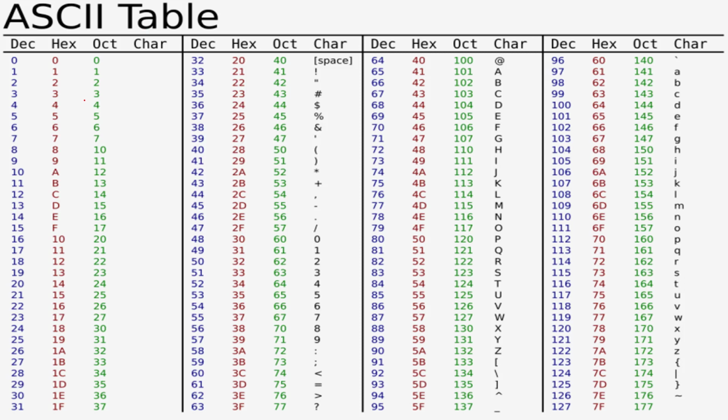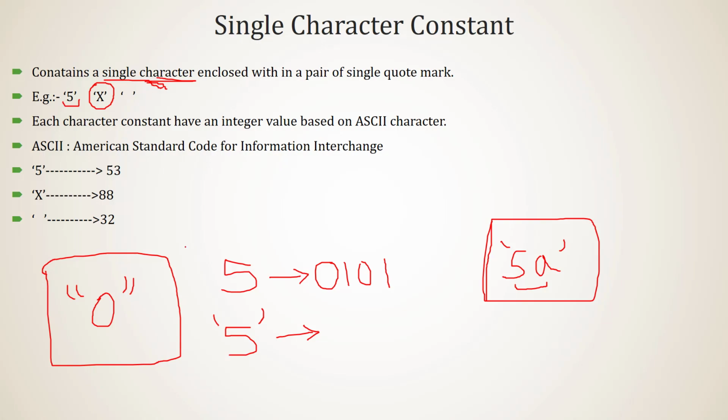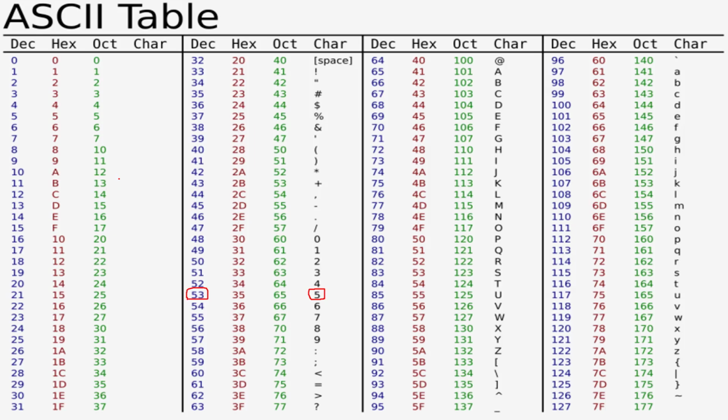So this is the ASCII table. It is a predefined table, that means an already defined table. So no need to learn it by heart. It is only for understanding purpose. I already told you that for character 5 we have an equivalent ASCII value of 53. So based on this table only, we are finding the equivalent ASCII value.